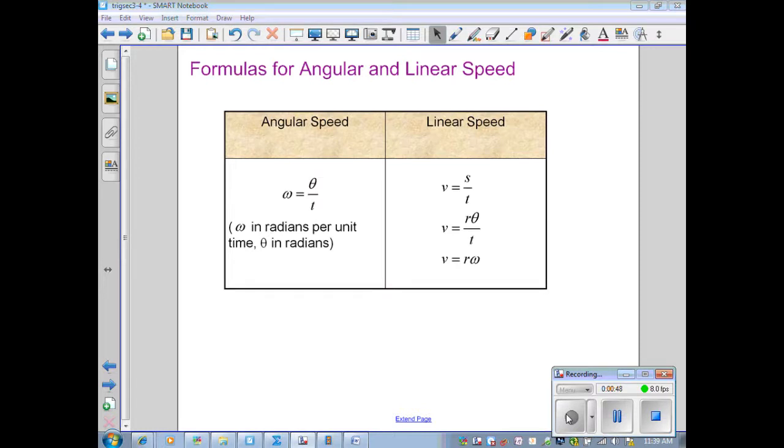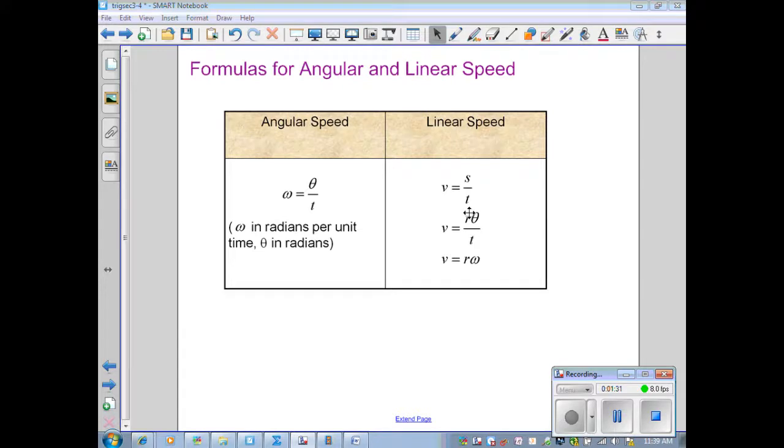The next slide gives us a chart that represents angular speed and linear speed, and there are formulas that represent both of these. As in the previous slides, we have omega, which is theta over time, where theta is going to be in radians, and omega then will be radians per measure of time. We now have the linear speed, which is going to be velocity equals s over t. But recall, s is going to be our arc length, and arc length is determined from our previous sections to be radius times theta, which again is going to be in radians.